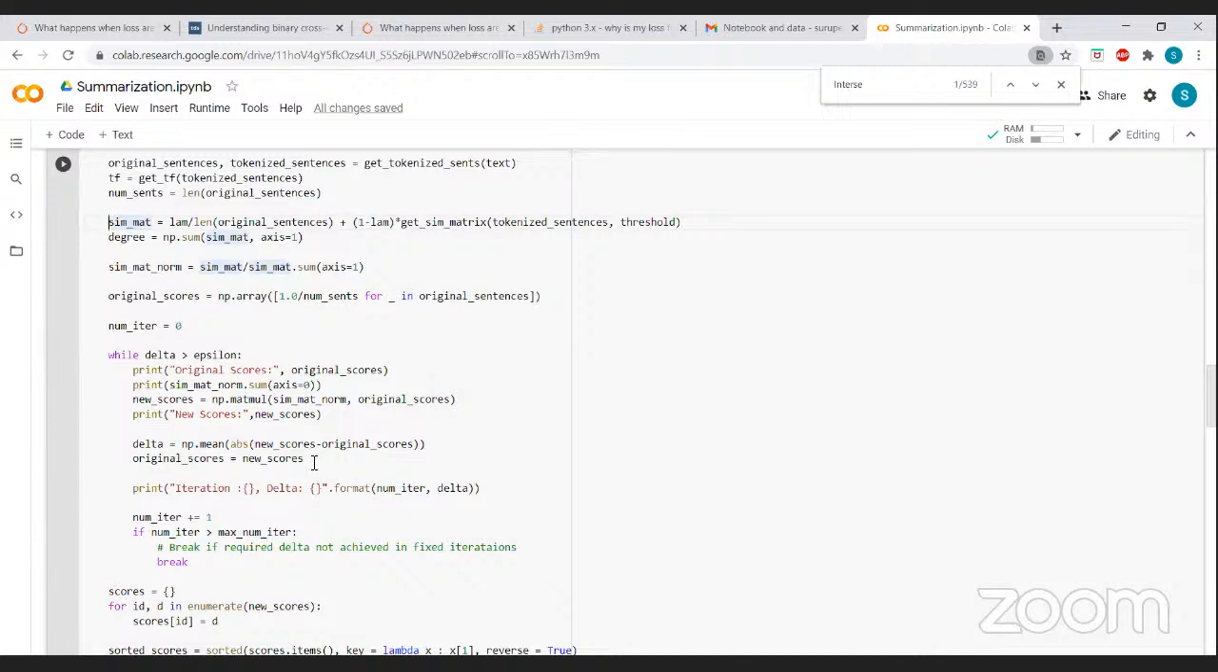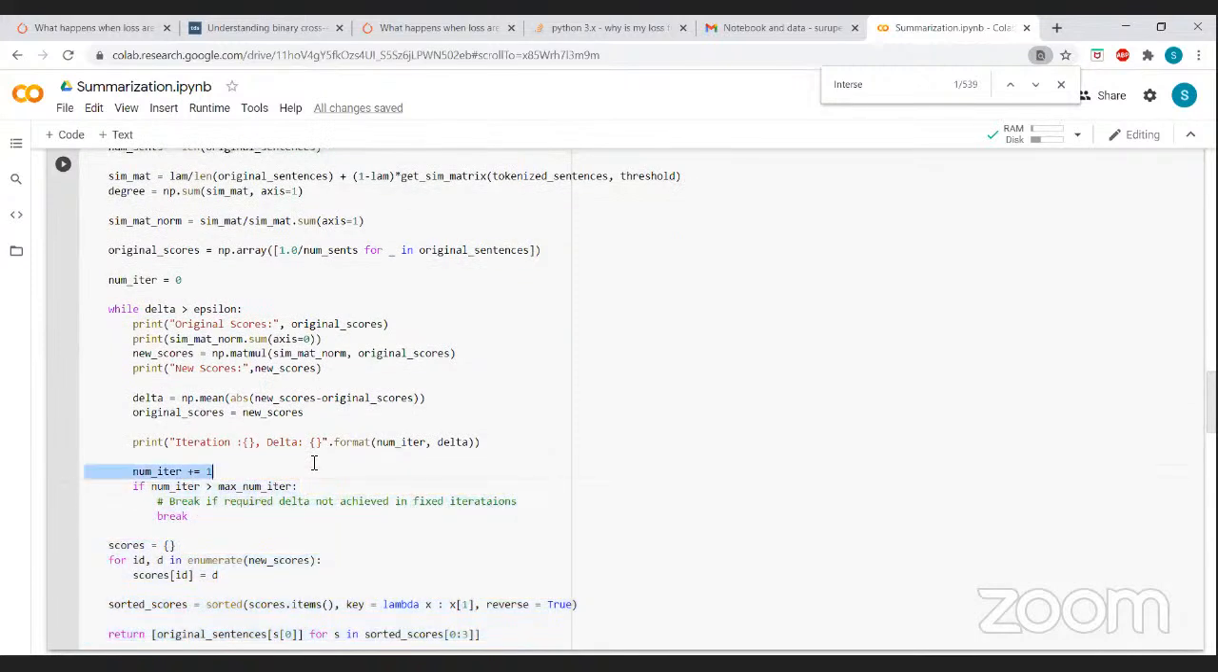You add a constant value to it so that none of the values are 0. If the values are 0, we add this small lambda upon length of original sentence, that small value to it, so that the matrix does not have any zero values. And then you keep multiplying that matrix with your uniform scores that you started with, and you keep getting the updated scores until the change is very less. And at that point, you say that, okay, my iteration has converged and these are my final scores. That's it. That's all power method is about. And this is one of the most successful extractive techniques so far.